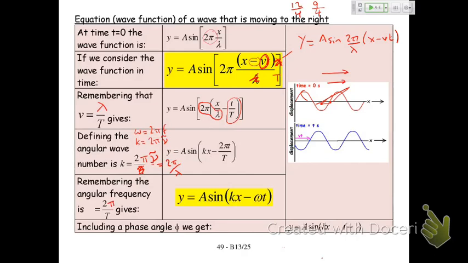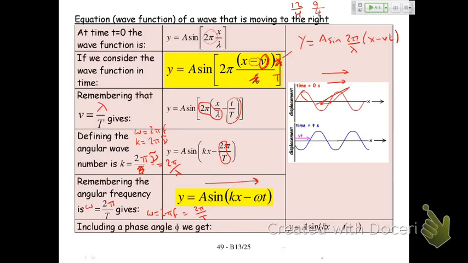The final little bit is my period. My omega is equal to 2 pi times f, which equals 2 pi over my period T. So substitute for 2 pi over T, I get my omega. So I get the second form of this. They're both the same equation, just in different forms. y equals A sine of (kx minus omega t) for a wave traveling to the right.